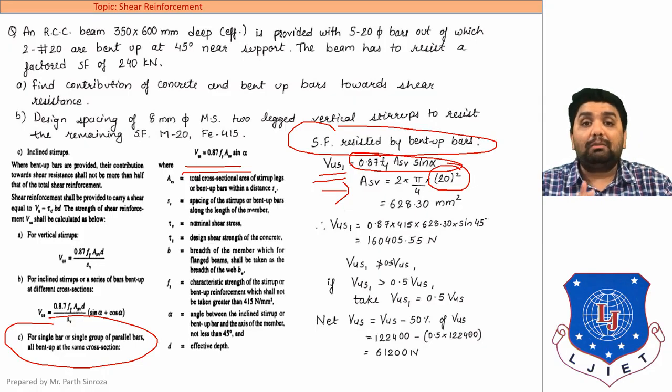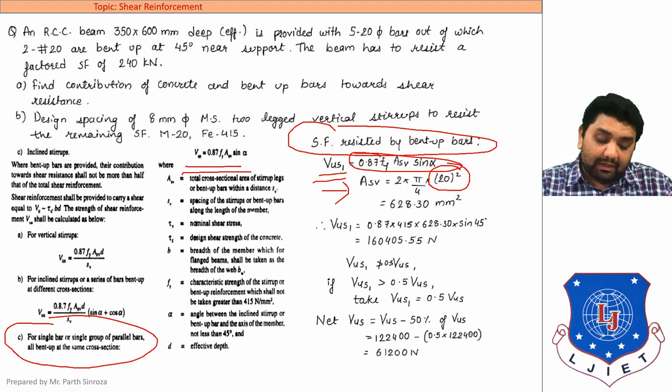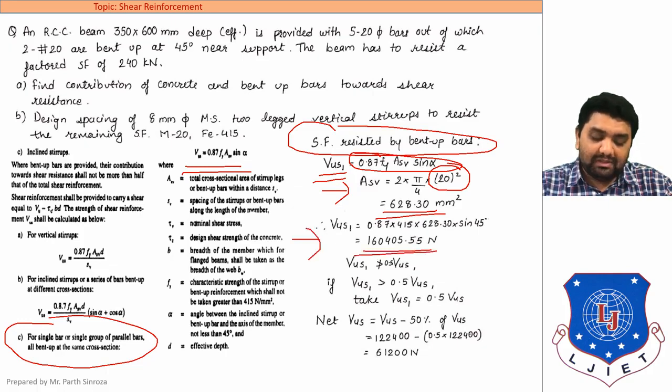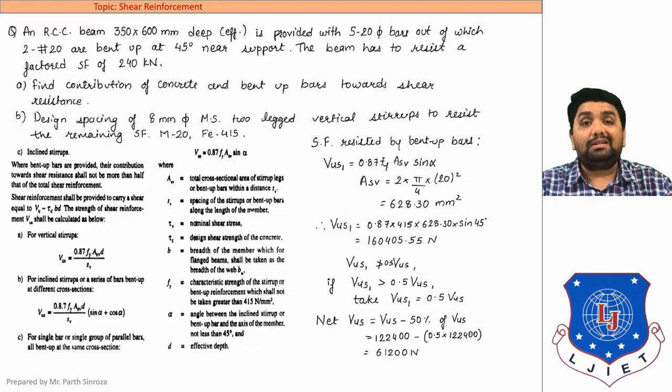Why 2? Because 2 bars are bent. If it was given that 3 bars are bent, then the area here will be 3 into pi by 4 into 20 square. Clear? So this is the thing to be remembered, and the answer comes out to be 628.3. So solving it we get an answer of 160405.55 Newton.